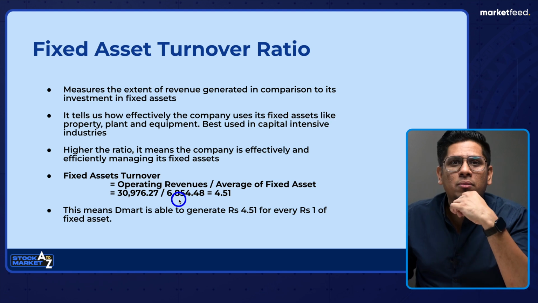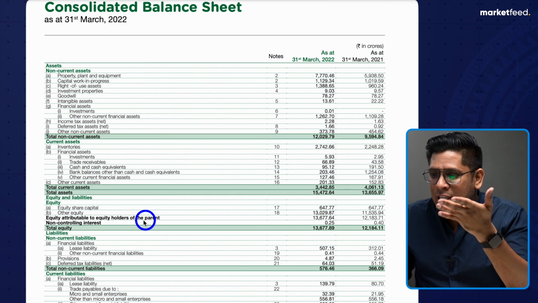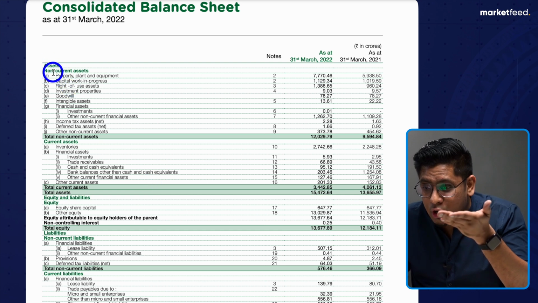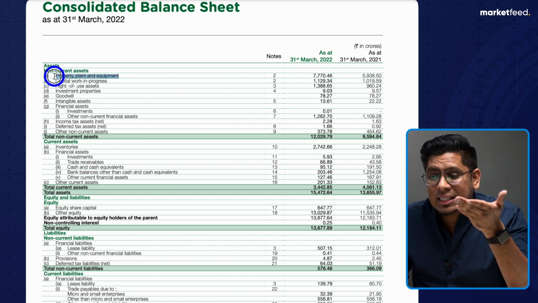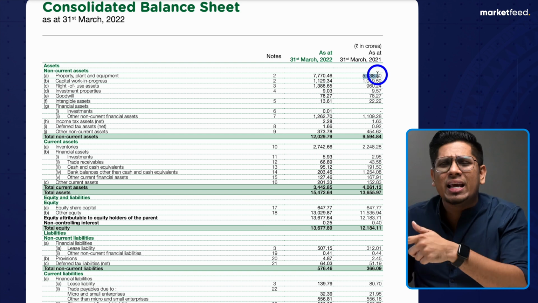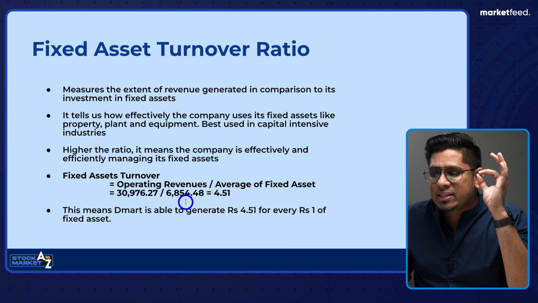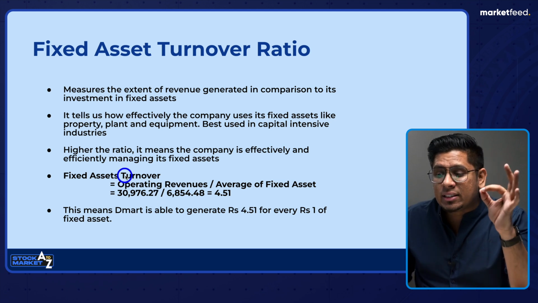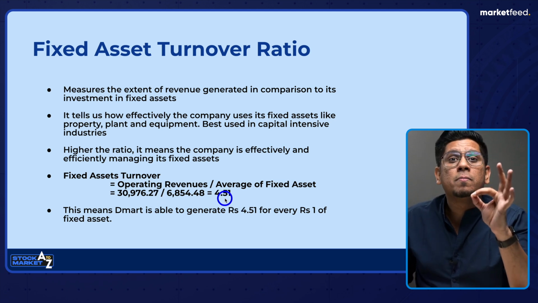Where can we find it? The balance sheet of a company, right? So coming to the balance sheet of Dmart, under non-current assets we have property, plant, and equipment, and this is the fixed asset of the company. You take the average of this year and last year, basically add them and divide by 2. You will get 6,854 crores. Divide these two and you get a fixed asset turnover of 4.51.